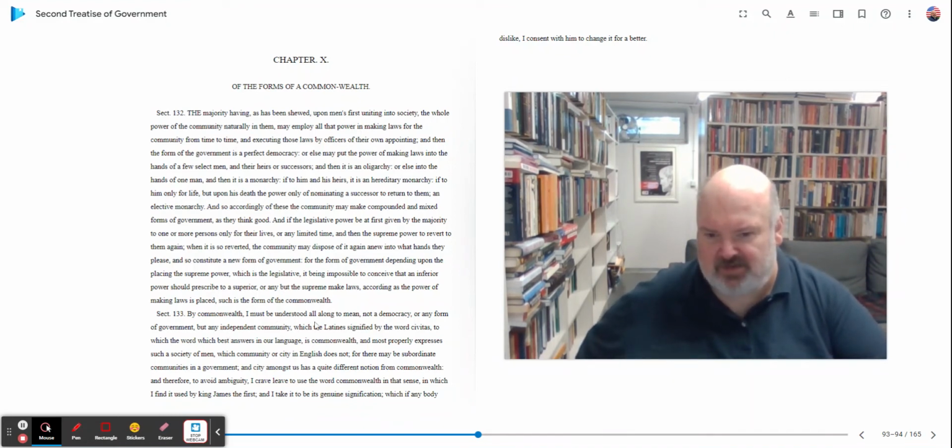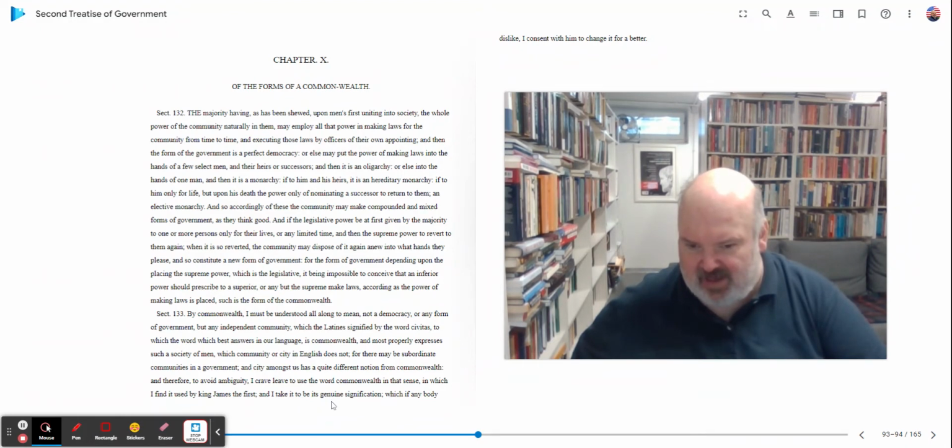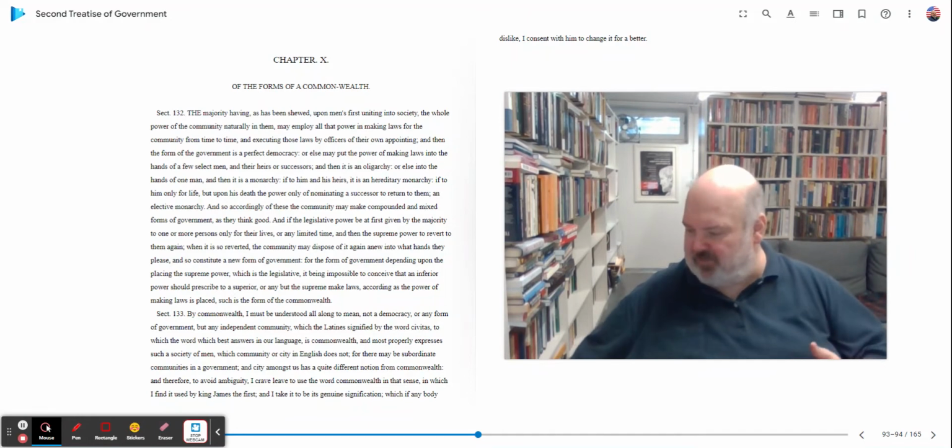Section 133, but Commonwealth, I must be understood to mean not a democracy, or any form of government, but an independent community, which in the Latin signifies by the word civitas, to which the word which best answers in our language is commonwealth, and most properly expresses such a society of men, which community or city in English does not, for there may be subordinate communities in a government, and cities amongst us have a quite different notion from commonwealth, and therefore to avoid ambiguity, I crave leave to use the word commonwealth in that sense, in which I find it was used by King James the First, and I take it to be its genuine signification, which if anybody dislikes, I content him change it for better.